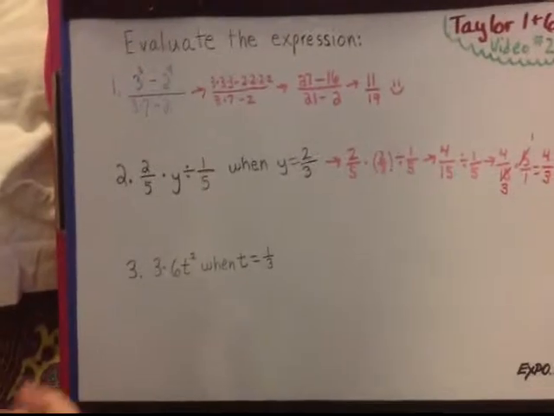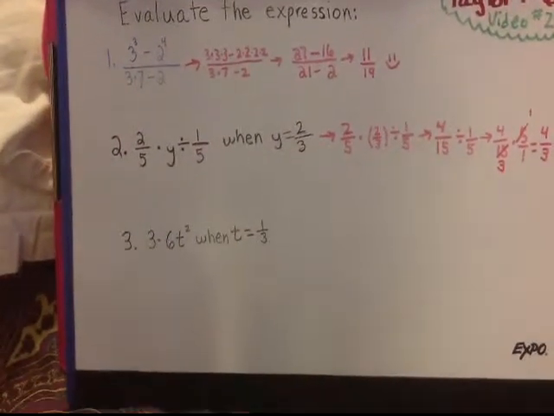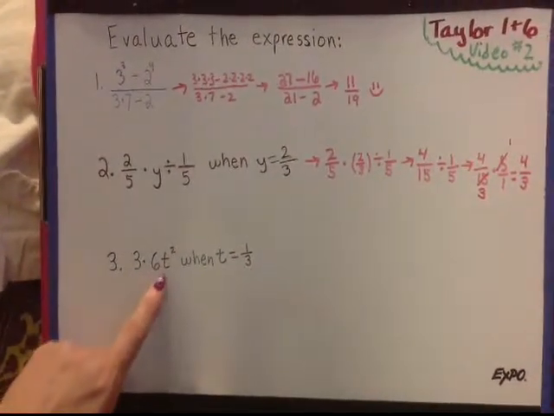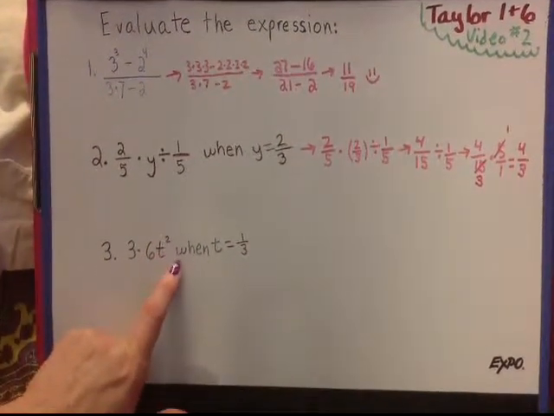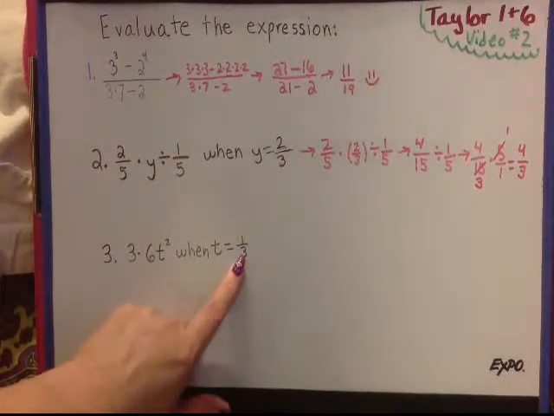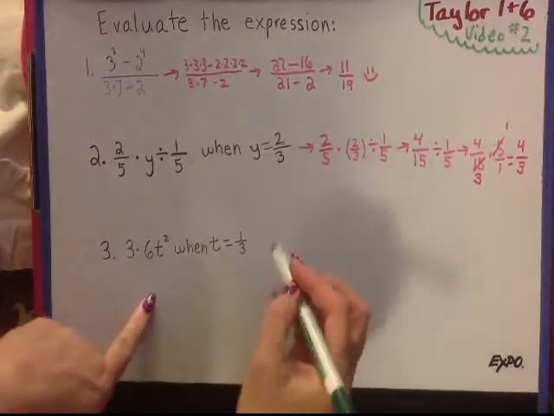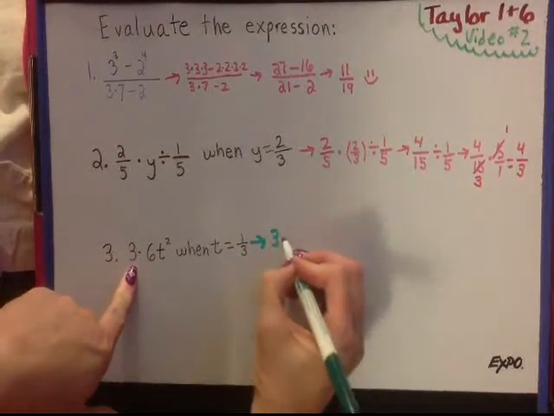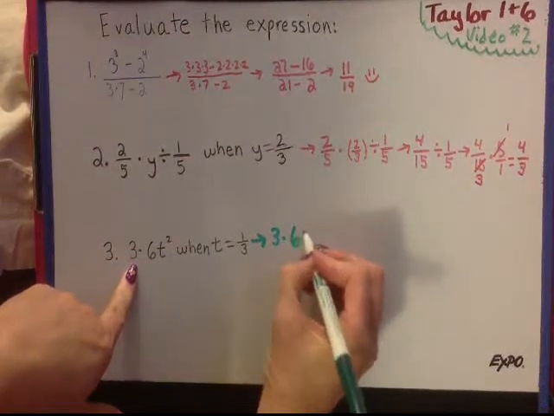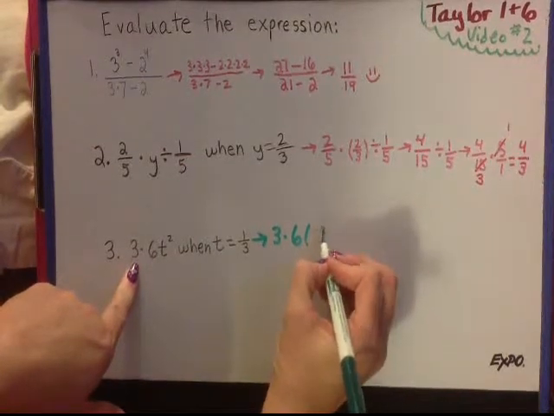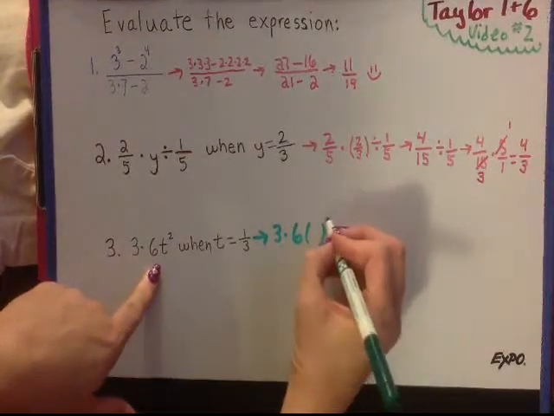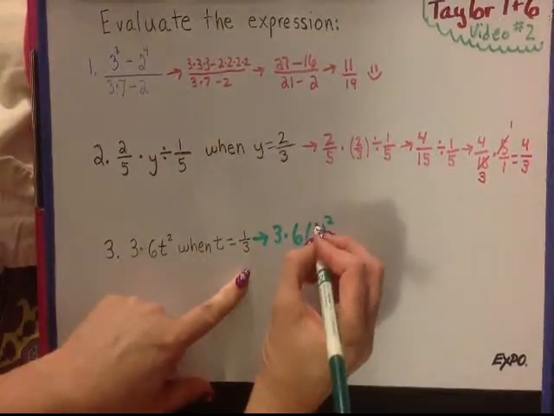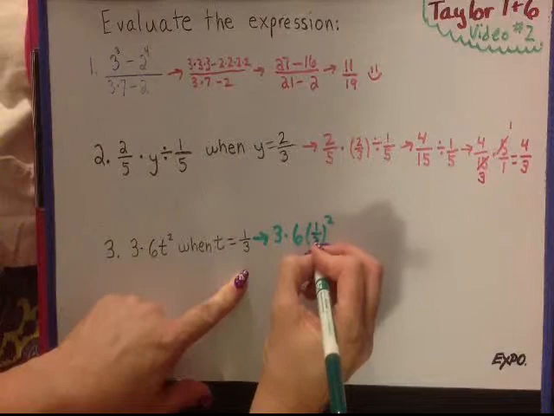Okay, here is problem number 3. Problem number 3 says 3 times 6t squared, and we're told that t is equal to 1/3. So the first thing we're going to do again is we are going to write most of our problem, but we're going to put parentheses where our variable is, and then we're going to substitute. T is 1/3.